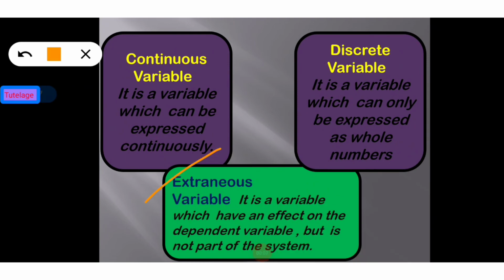What do you mean by extraneous variable, learner? These are the variables which have an effect on the dependent variable but which are not part of the system, which are not part of the study.